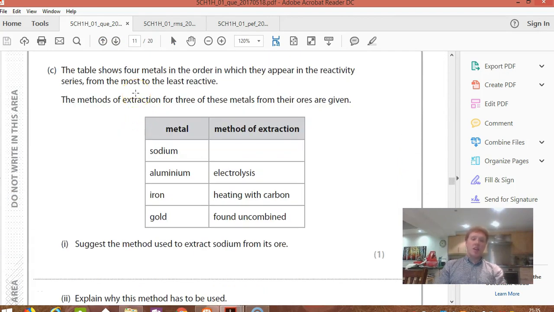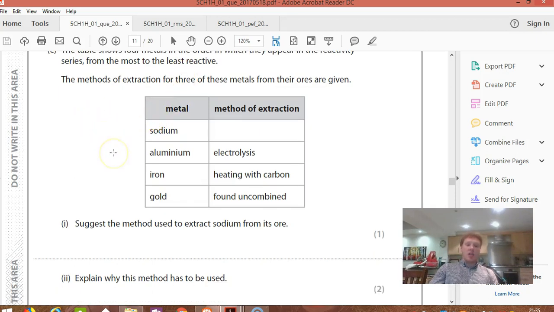4C. The table shows 4 metals in the order in which they appear in the reactivity series from most reactive to least reactive. The methods of extraction for 3 of these metals from their ores are given. So we have sodium, no method of extraction given, aluminium, electrolysis for extraction, iron is heated with carbon to extract, and gold is found uncombined when you extract it. Suggest a method to extract sodium from its ore.